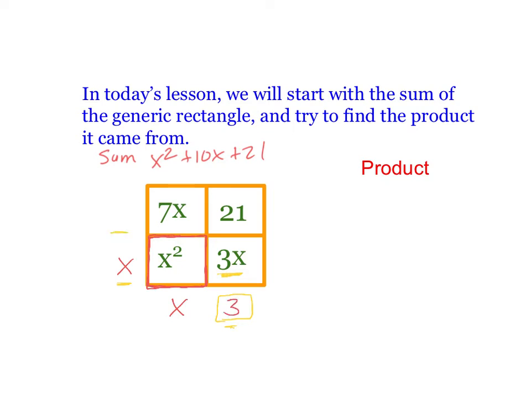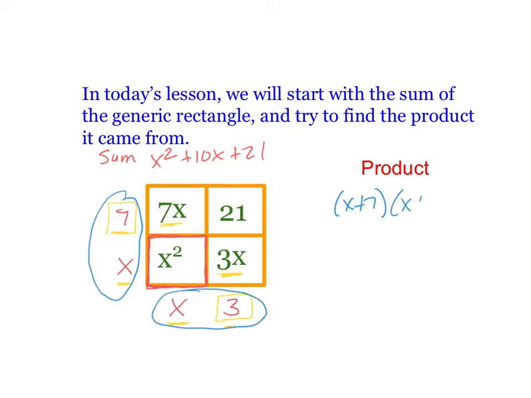And then I do the same thing up here. I figure out what times this x would give me 7x, and that would of course be 7. So that goes here. So as a product, I'm just going to write the sides of this generic rectangle. So I'm going to write this side first, and that would be x plus 7. And then I'm going to write this side second, and that would be x plus 3. So there's my answer as a product.